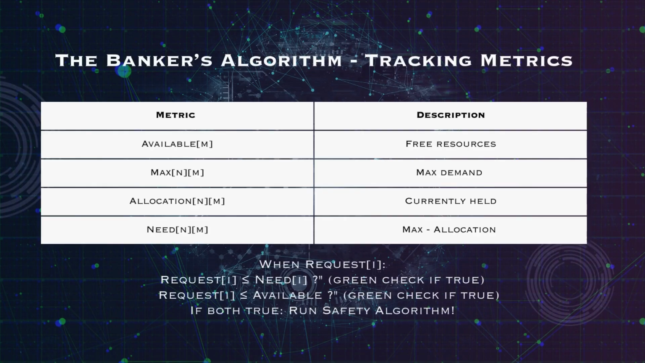Let's see what it tracks. Available[m], that is the number of free resources of each type. Max[n][m], that is the maximum demand for each process. Allocation[n][m], that is what is currently allocated. Need[n][m], that is max minus allocation. When a process Pi makes a request, the system checks Request[i] <= Need[i], and also checks Request[i] <= Available.